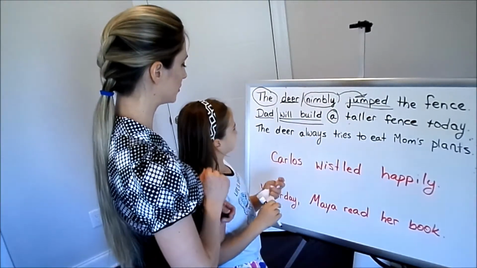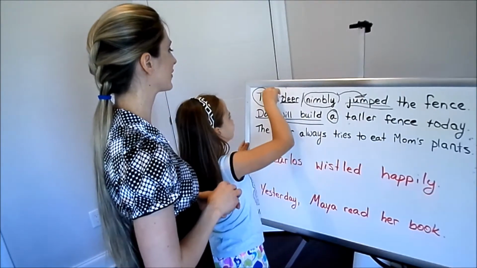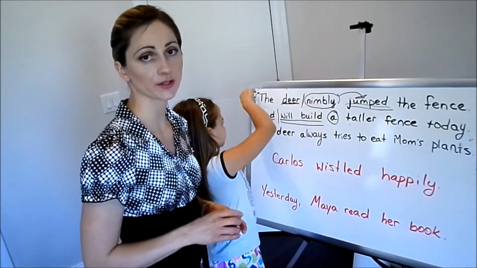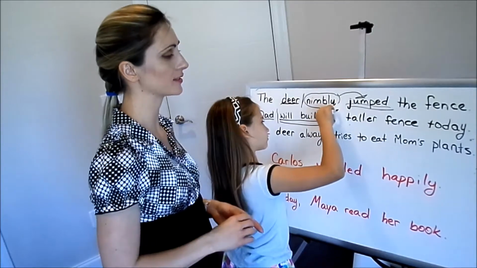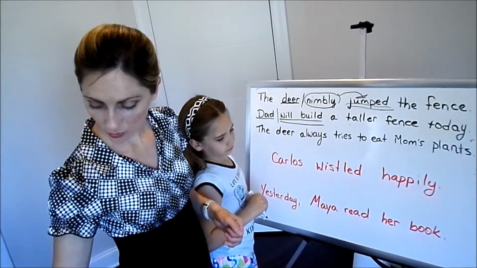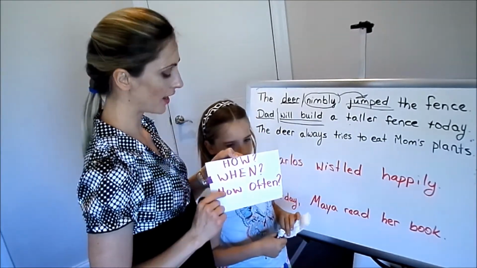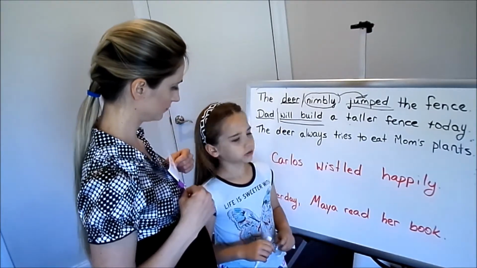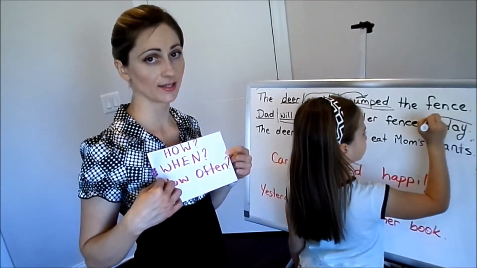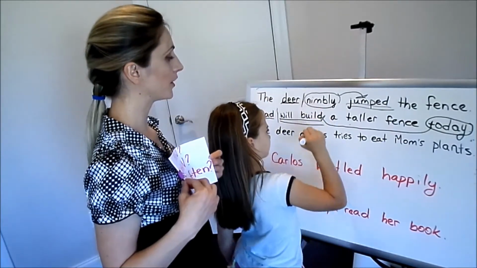Wait, hold on. What are you doing? Yeah, what am I doing? You're looking for adjectives. Right now, we are looking for adverbs. What is our verb in the sentence? Dad will build a taller fence today. It is will build. Is there a word that answers how he will build, when he will build, or how often he will build? When. There is a word that answers when he will build. It says today. Good, I'm glad you put your arrow there already.